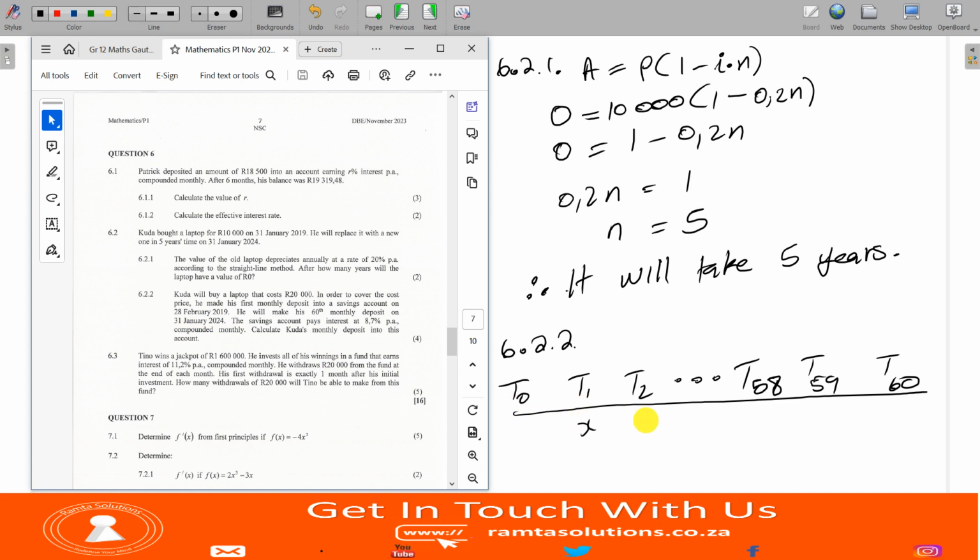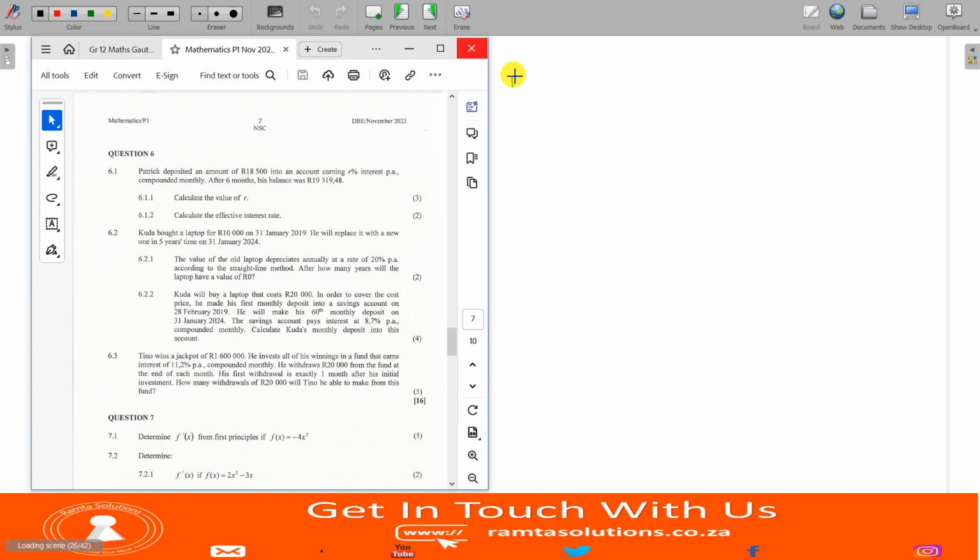So this is X, X, X, X, X. And of course, we know what the interest is. So this situation is your normal future value annuity. This means we're going to use that formula the way it is. So that formula that you know says F equals X into, open bracket, 1 plus i, close to the power n minus 1, all over i.